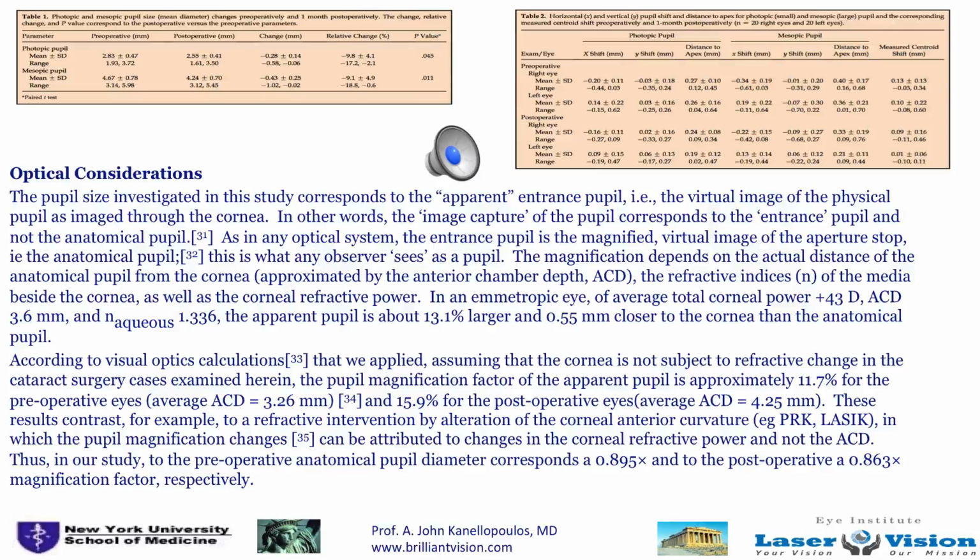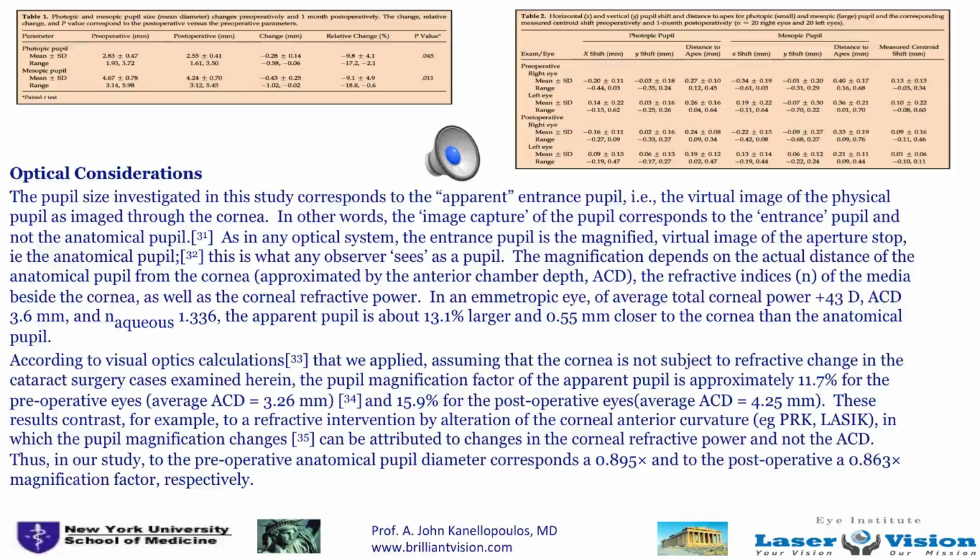These findings, and we can see the detailed tables with the data described before, do generate more questions than actually answers. And the optical considerations are here: the pupil size investigated in the study corresponds to the apparent pupil, the entrance pupil, meaning the virtual image of the physical pupil as imaged through the cornea. In other words, the image capture of the pupil corresponds to the entrance pupil and not the anatomical pupil, as has been reported previously. As in any optical system, the entrance pupil may be a magnified virtual image of the aperture, i.e. the anatomical pupil. This is how the observer sees the pupil.